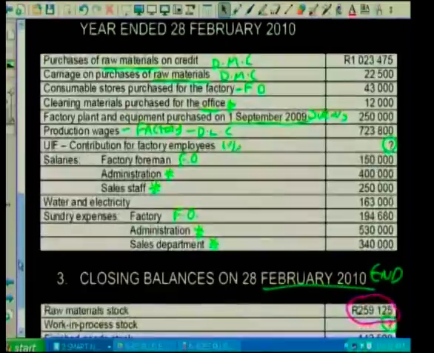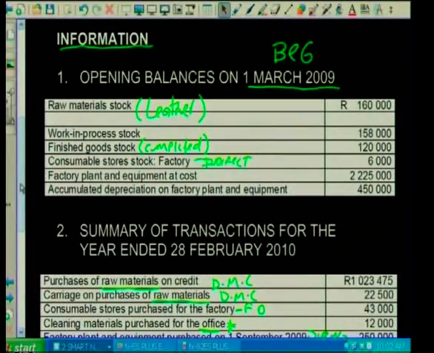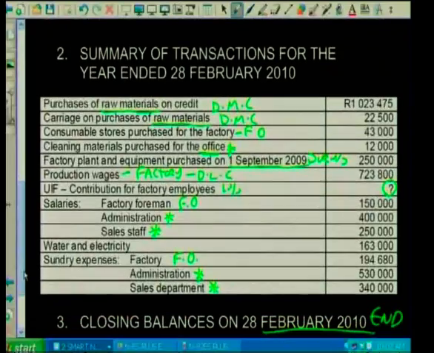Okay, my information at the beginning of the year, there we go. Factory plant and equipment at cost, 2,225,000. Then I've got accumulated depreciation on factory plant and equipment, 450,000. So I'm obviously going to need these figures. Let's just read on. Then during the year, factory plant and equipment was purchased on the 1st of September, 250,000. So I'm going to need this bit of info as well.